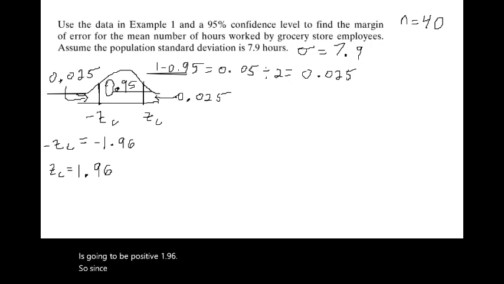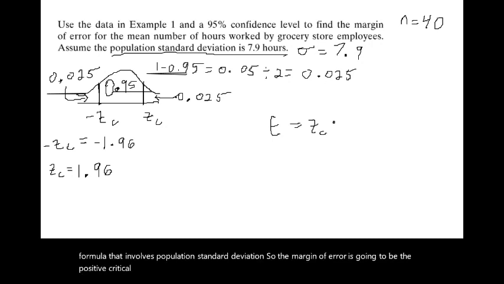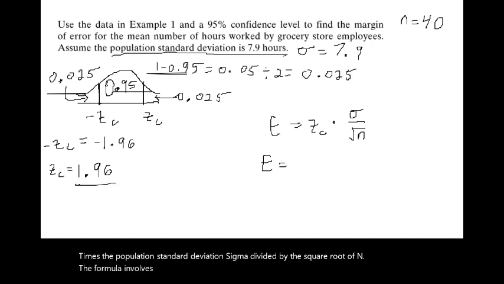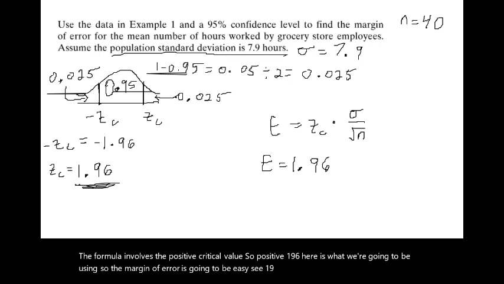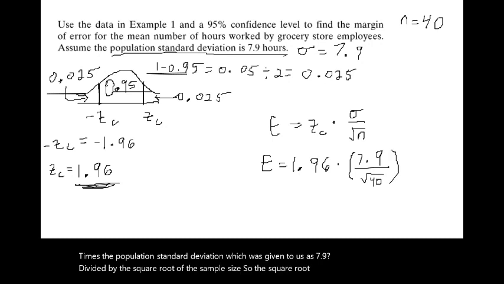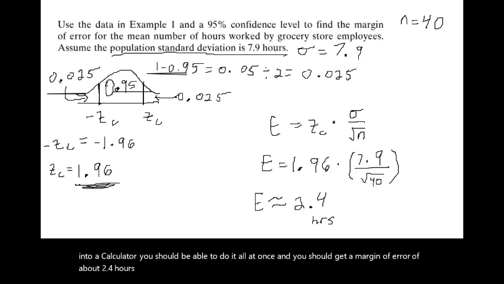Since the population standard deviation is known, we're going to use the margin of error formula that involves the population standard deviation. The margin of error is the positive critical value ZC times the population standard deviation sigma divided by the square root of n. The formula involves the positive critical value, so positive 1.96 is what we're going to be using. So the margin of error is 1.96 times the population standard deviation, which was given as 7.9, divided by the square root of the sample size, the square root of 40. If you type all of this into a calculator at once, you should get a margin of error of about 2.4 hours. So your margin of error is 2.4.